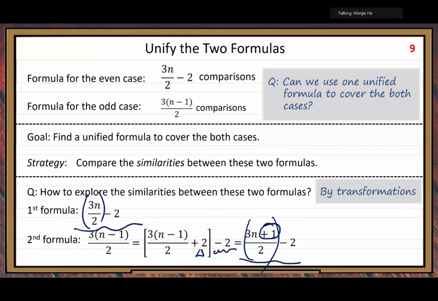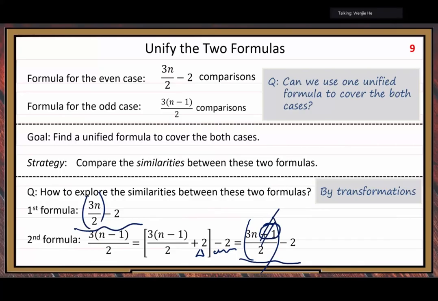Let me explain. Suppose I cross out this plus 1. Definitely the value is different, right? But after I cross out, this 3n over 2 becomes non-integer, right? It's non-integer because I remove 1/2, right? I take away 1/2 from an integer. How do I recover that 1/2? In a special way. Make it an integer. I want to add that 1/2 back, but I don't want to explicitly add that 1/2.